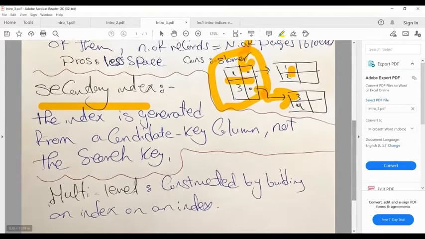And the last type we have is the multi-level. The multi-level is very straightforward. It is constructed by building an index above an index in this case. Now we are going to solve the questions in the practice assignment 1.